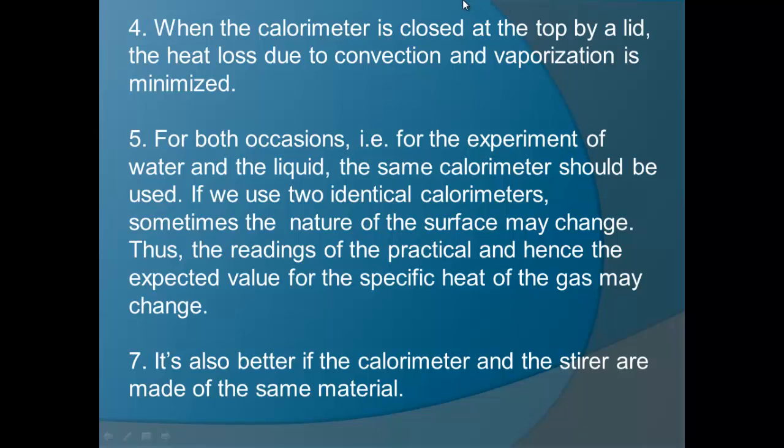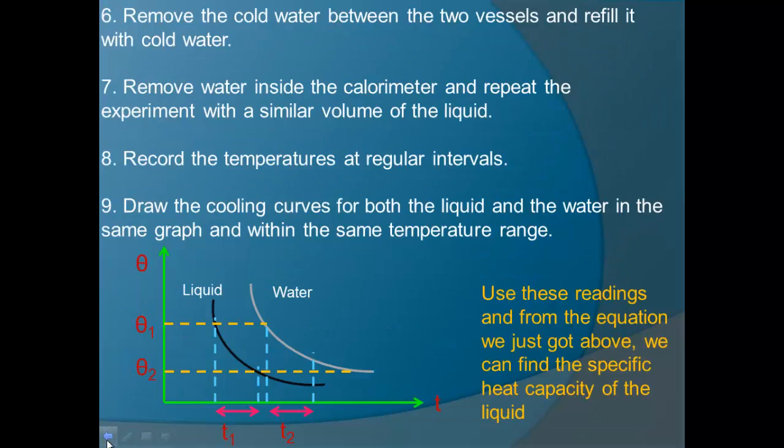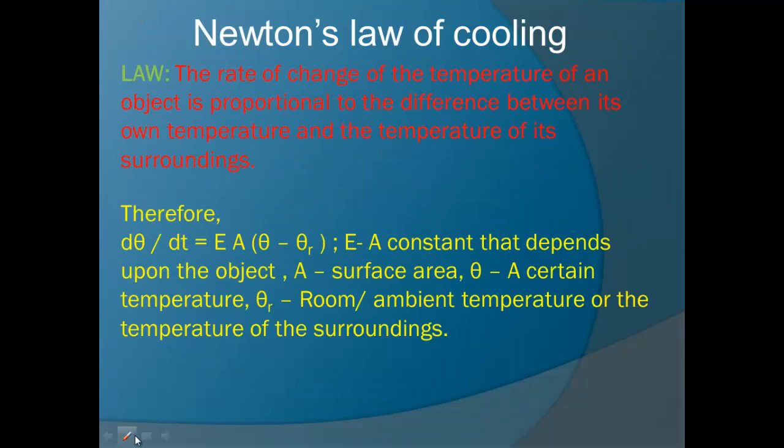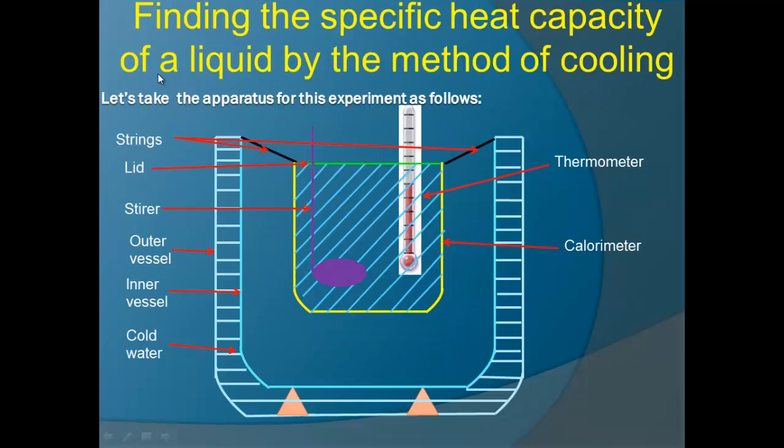When the calorimeter is closed at the top by a lid, the heat loss due to convection and vaporization is minimized. Now this is an experiment that we use in convection. Newton's law of cooling is all about convection. So what we do in convection is that we want to minimize the convection currents that can happen. In this experiment, convection currents may come like this and go like this. So it's like wind, right? We can't stop wind.